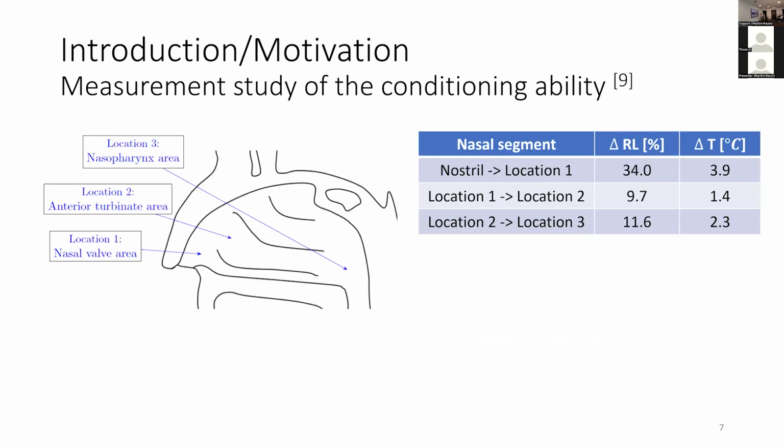Because what we can see here, when we subdivide the nasal cavity into 3 parts, this is from a study which I will also show, or you can see in the references later: only in this very first part, from the nostril to location 1, most of the humidification happens. The difference in relative humidity from here to here is 34%, whereas in later parts of the nose it is much less. So it is important to consider it.